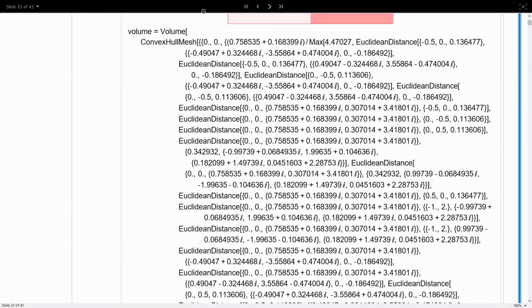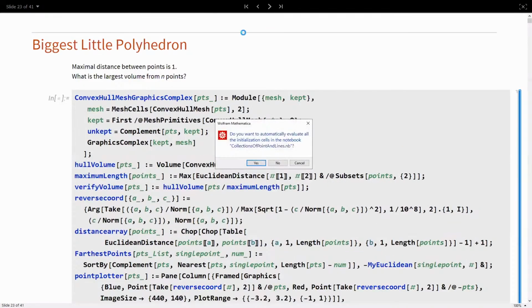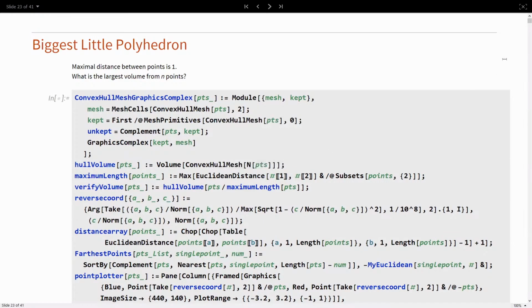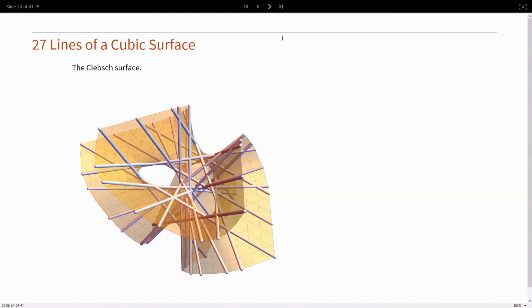I'm in a slideshow, and what's happened? Oops, cancel. There's an error messages panel that's come up, and I can't access it while I'm in a slideshow. All right.